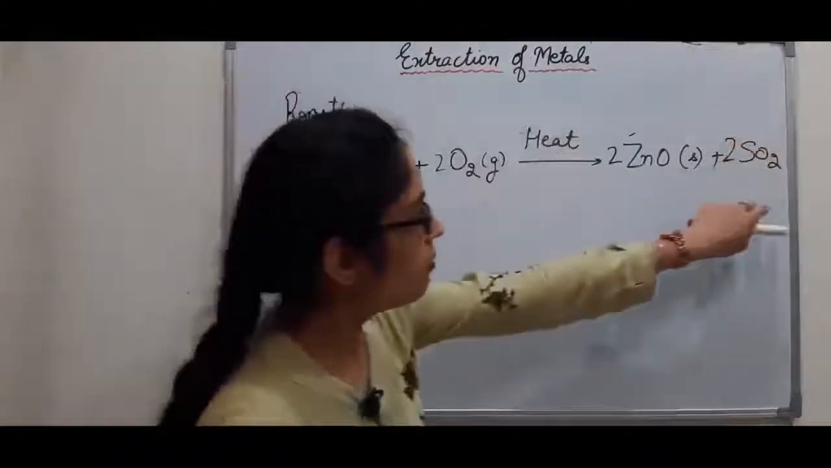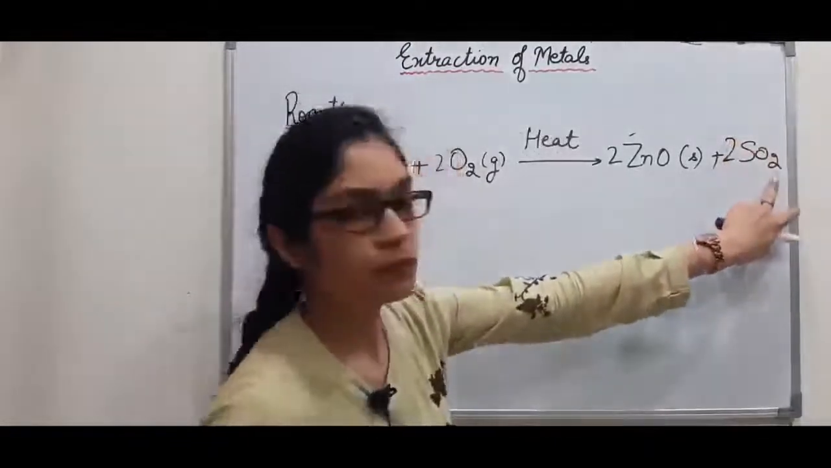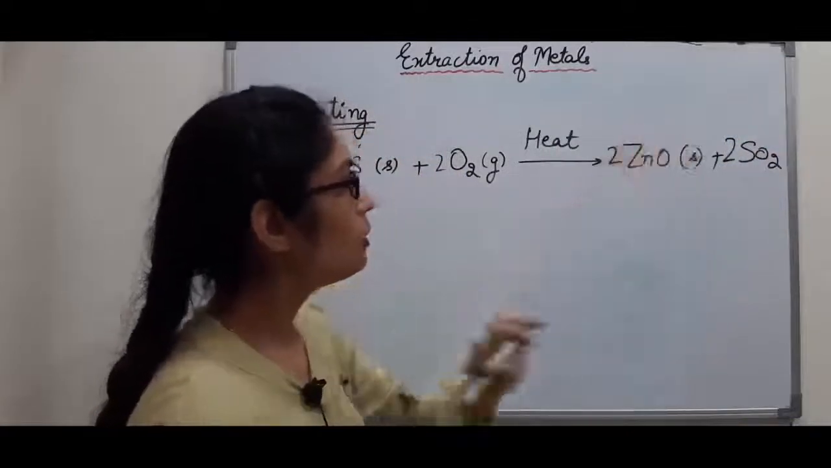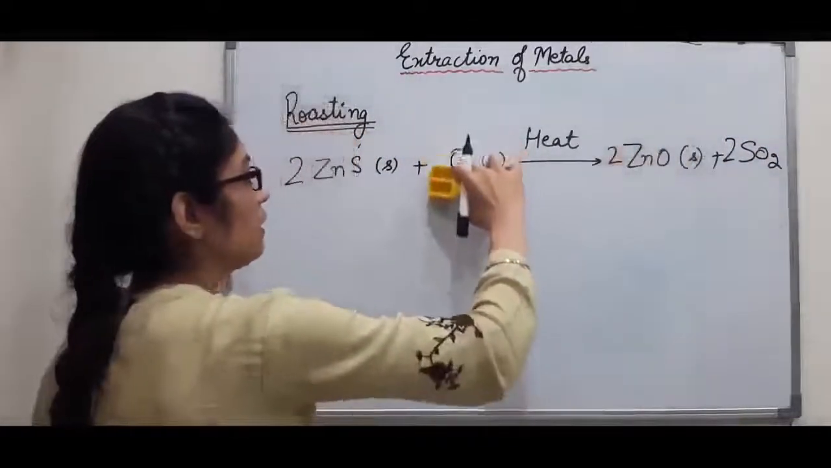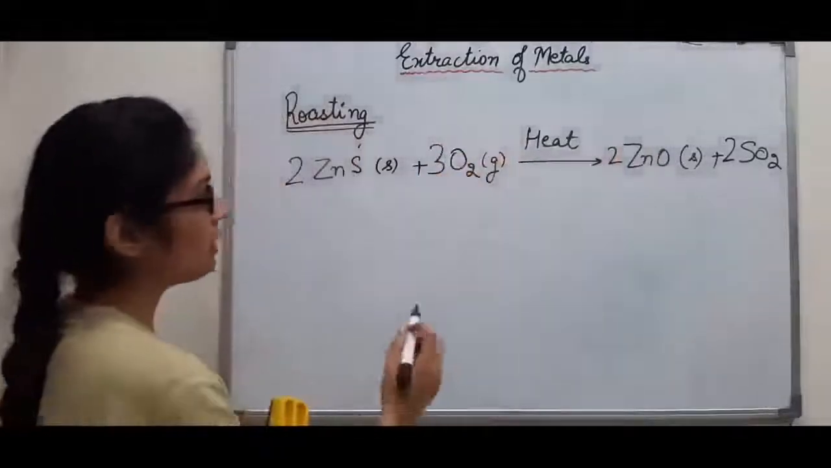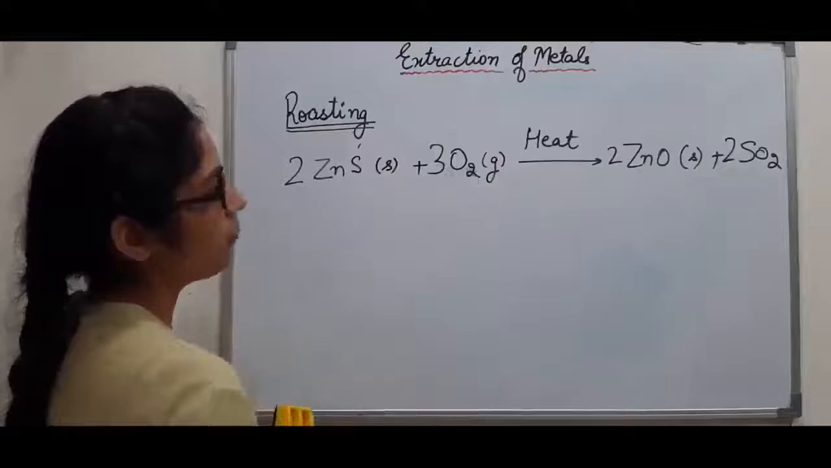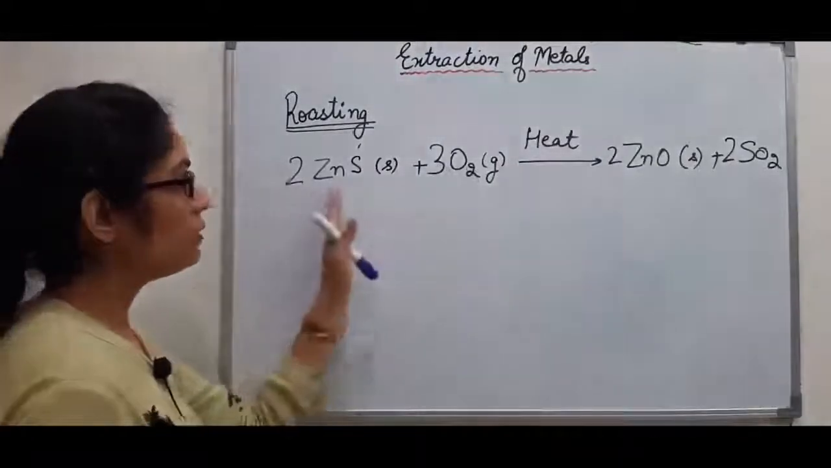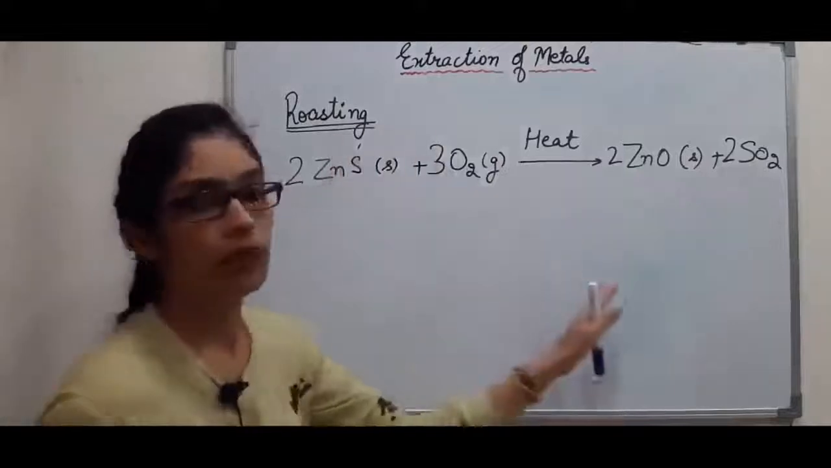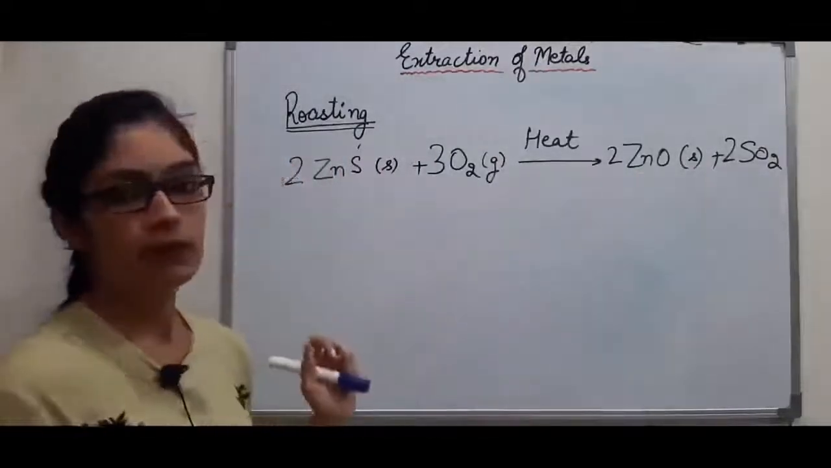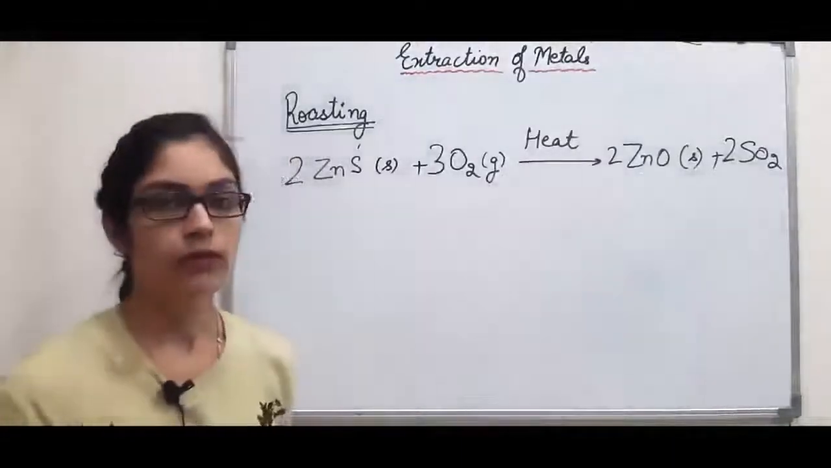Now oxygen, we can see 2 into 2, 4. 4 plus 2, because this also, 4 plus 2 is 6. So here we can again make a change, because we have to make the atoms of oxygen the same. So 3 into 2 is 6. Now we can see this chemical equation is balanced, and we can see sulfide of zinc is converted into its oxide by heating it in excess of air, and this process is known as roasting.